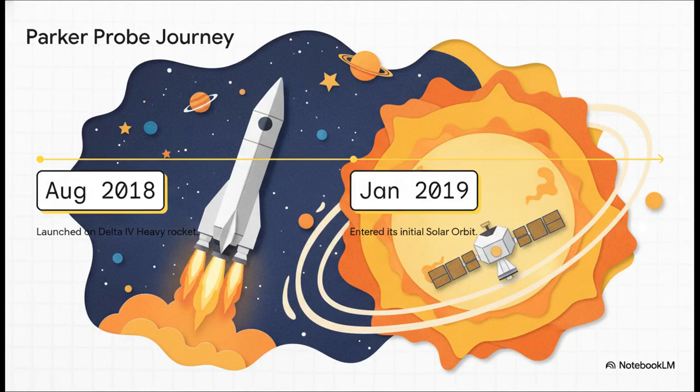But obviously, we don't just hang out in low Earth orbit. Take the incredible Parker Solar Probe, for example. It launched in August 2018 on top of a massive Delta IV Heavy rocket. But space is big, guys, like really big. It took until January 2019 just to slip into its initial solar orbit. That is roughly 5 months of traveling at mind-boggling speeds just to get into the starting position around the sun.